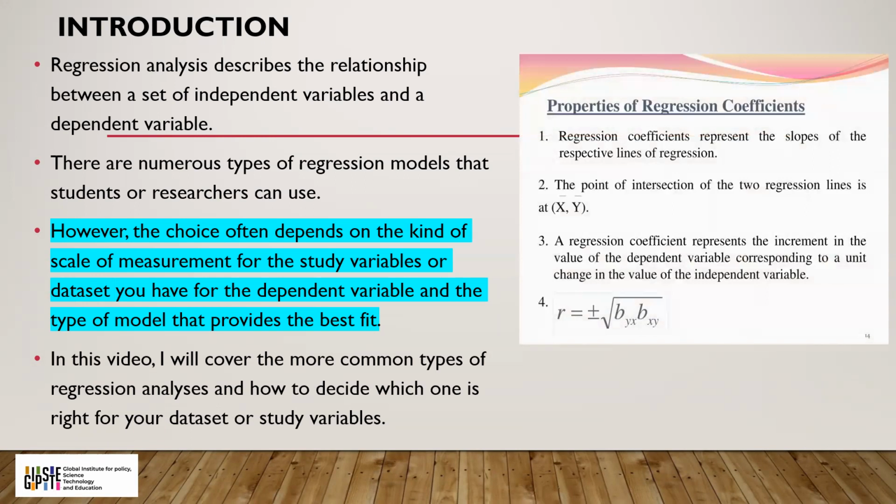Some properties of regression coefficient. Regression coefficients represent the slope of the respective lines of regression. So if you have your y-axis and the x-axis, the point of intersection of the two regression lines always falls between the x and the y. Then a regression coefficient represents the increment in the value of the dependent variable corresponding to a unit change in the value of the independent variable.